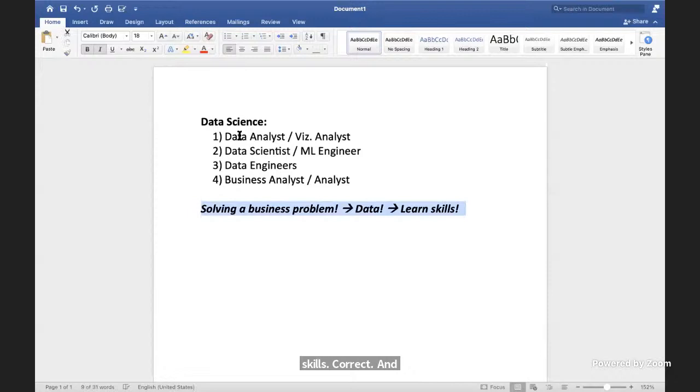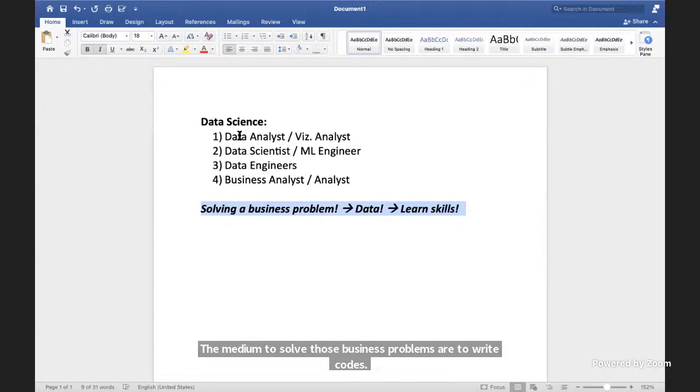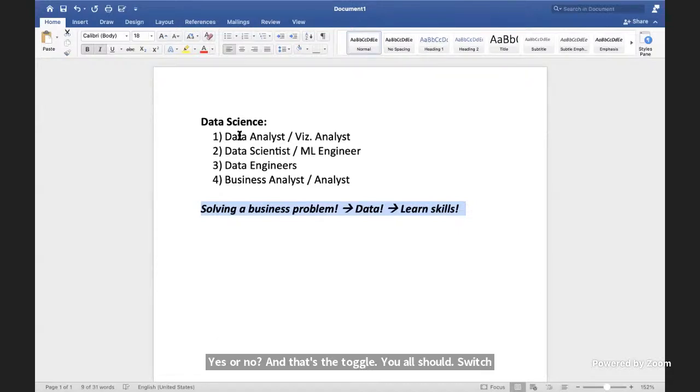And this is the switch you all need to make to have a successful career in data science. A lot of people think, I'll learn coding, I'll crack the job. Yes, maybe you will. But will you have a successful career in data science? I don't know. Because you are not only hired to write code, you are hired to solve business problems. The medium to solve those business problems is writing code. Yes or no? And that's the toggle you all should switch on from today onwards. Correct, everyone?